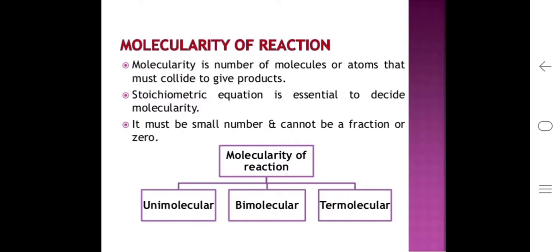And bimolecular, when two reactant molecules are involved to carry out the reaction. These reactions are called bimolecular reactions. And when three reactant molecules are involved to carry out the reaction, these reactions are called trimolecular reactions.